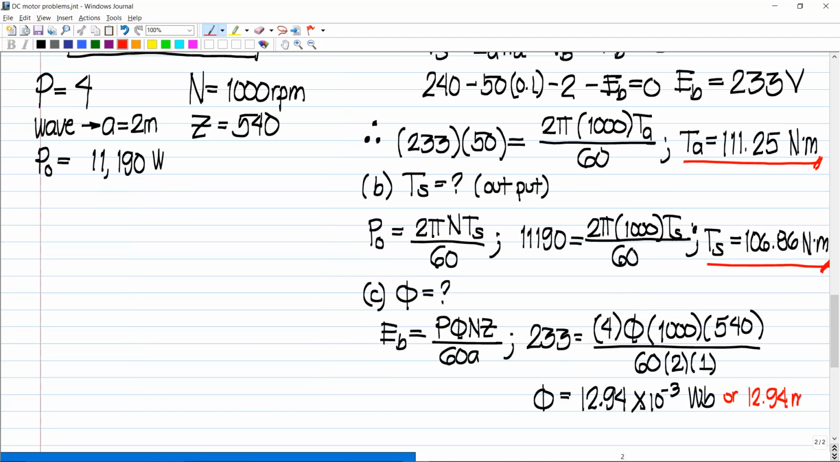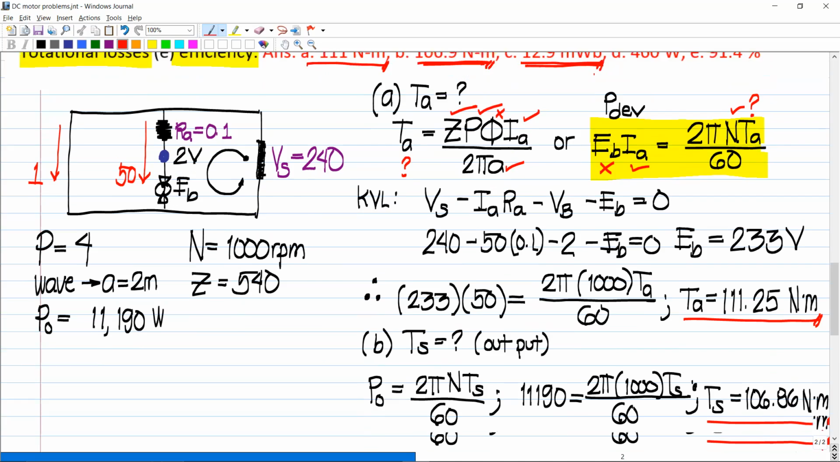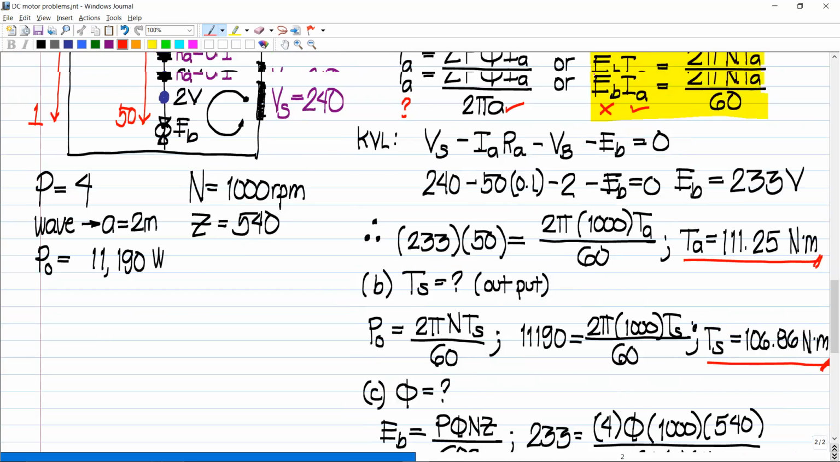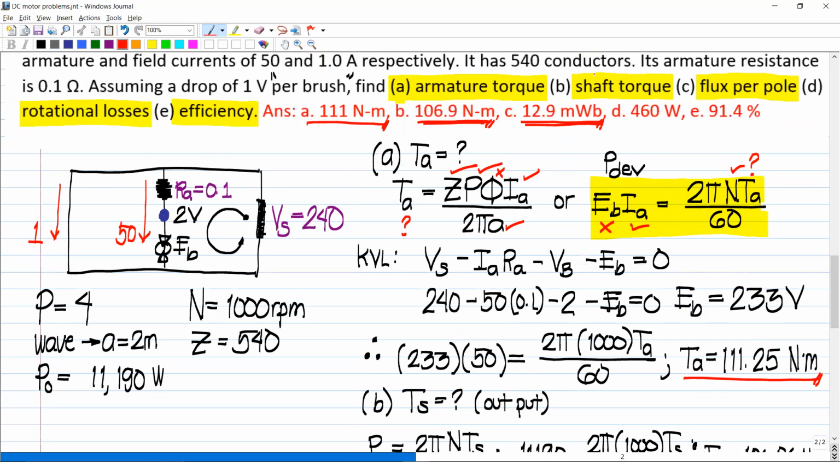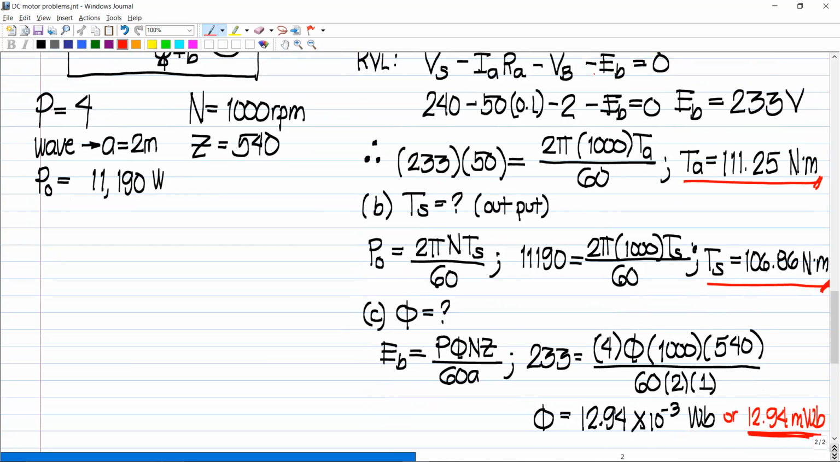12.94 milli, the times 10 raised to negative 3 can be written as small letter n. And in our key answer, the correct answer is still there: 12.9 milliweber. Okay? So for our letter D question, find the rotational losses. And for letter E, let us solve for the efficiency.